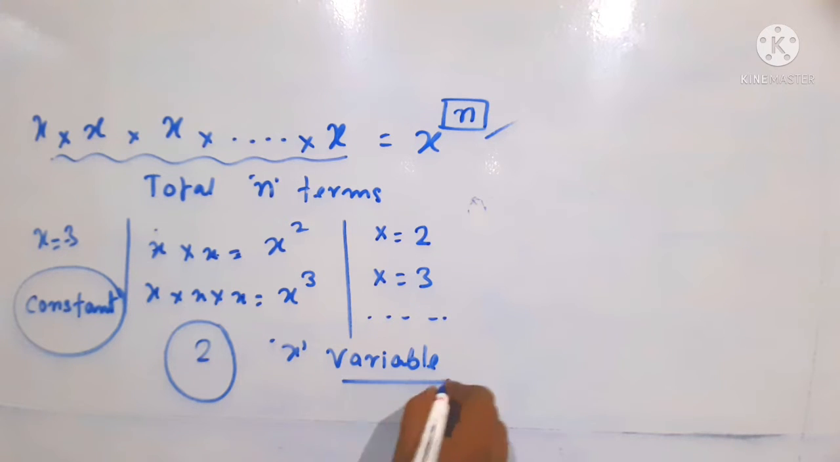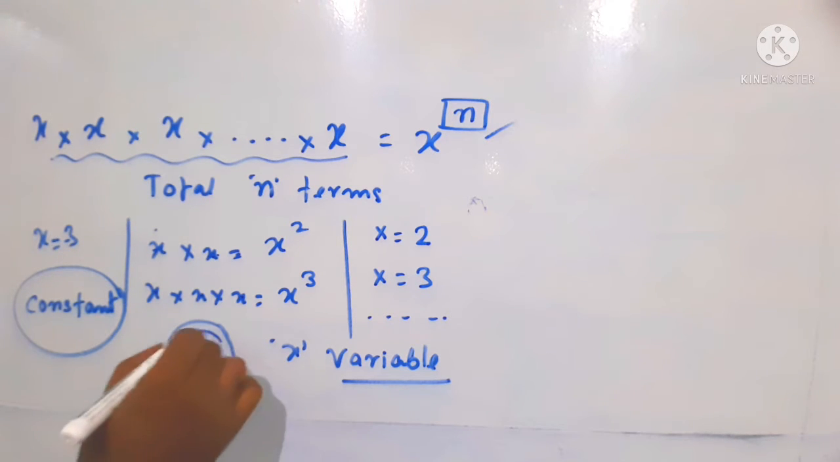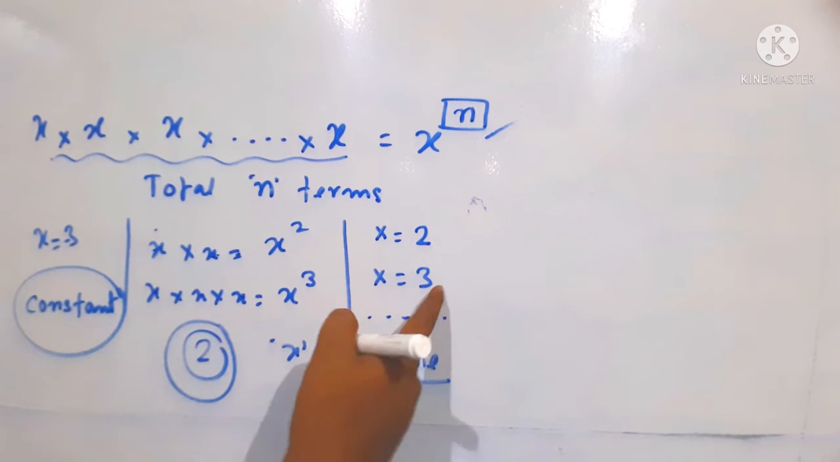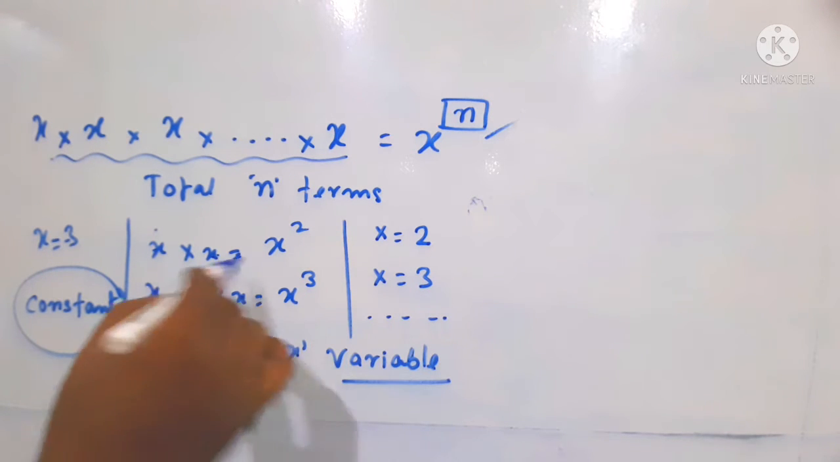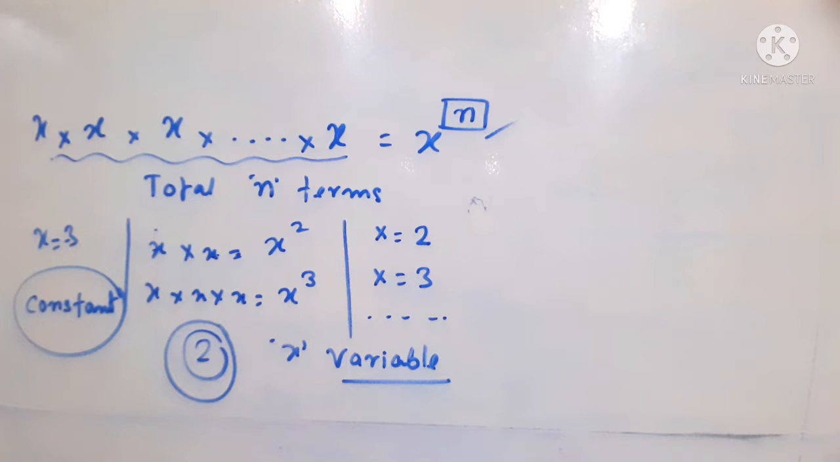Variable comes from variation, meaning it may be different. Constant means fixed. So 2 is fixed, this is constant. 3 is fixed, constant. But the value of x is changeable. Any number can be possible for x. This is the introduction of variable and constant.